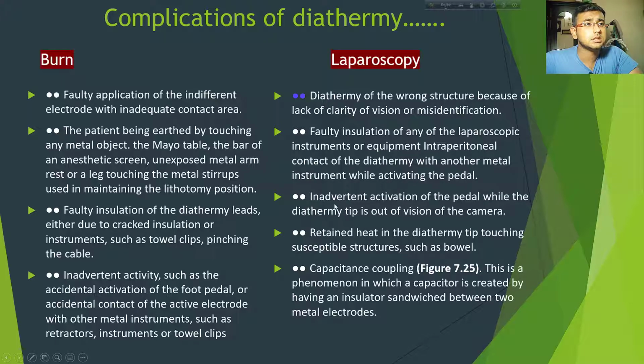Faulty insulations and inadvertent activations are the same things, but you must identify where you are putting the energy source in the viscera, because if that is wrong, there will be irreversible damage, like to the bile duct, the right and left hepatic ducts, or any gut. If you apply diathermy there, it may be perforated or dissected. In that case, there will be an irreversible burn injury.